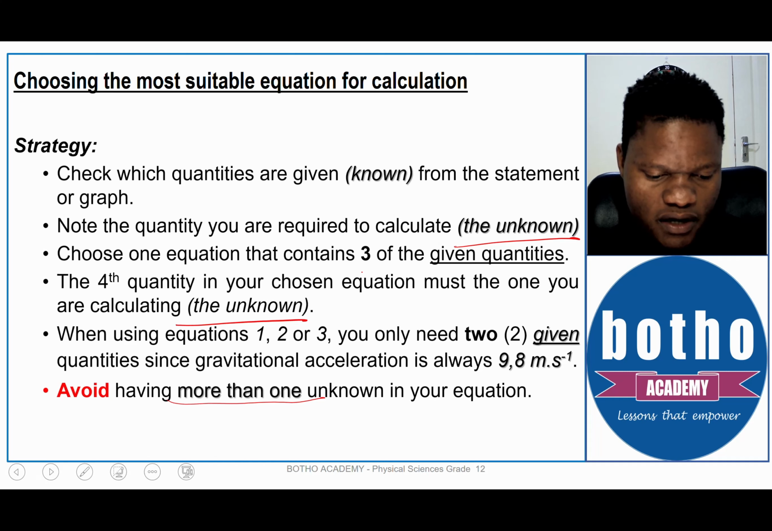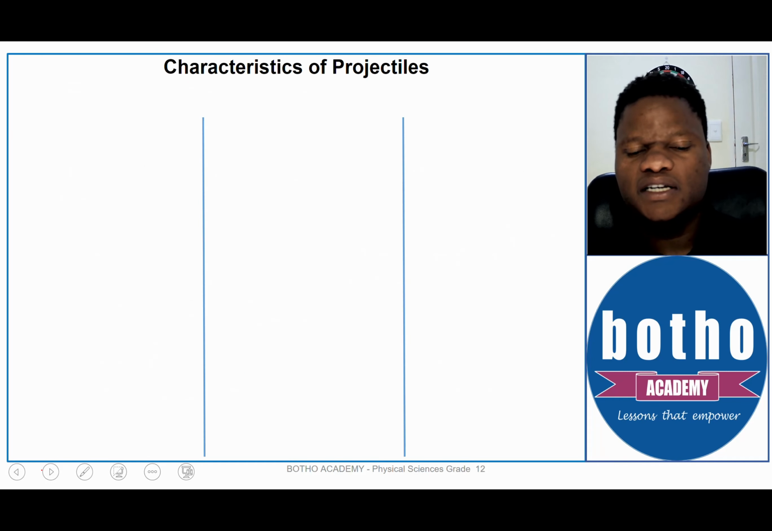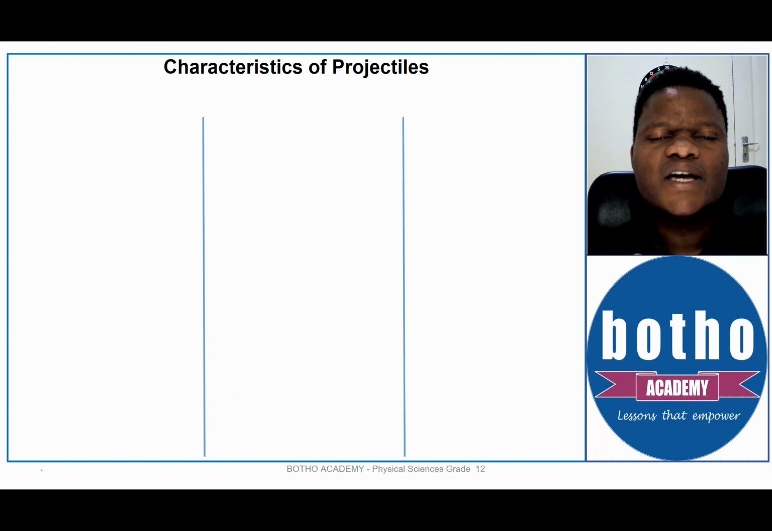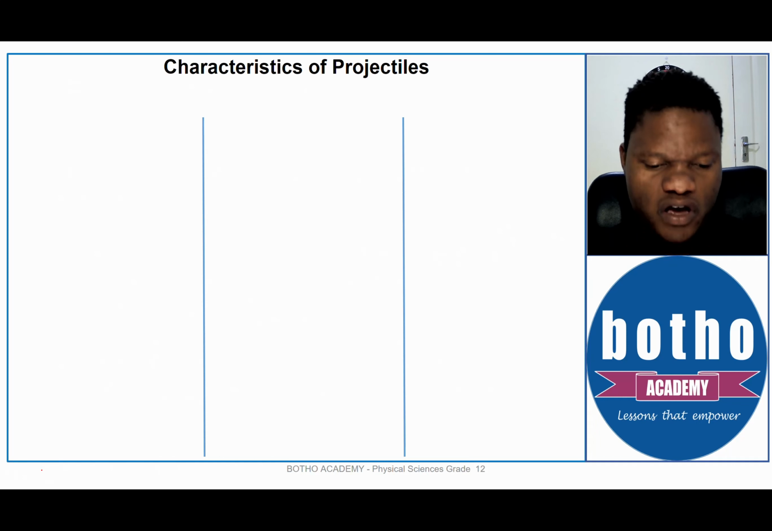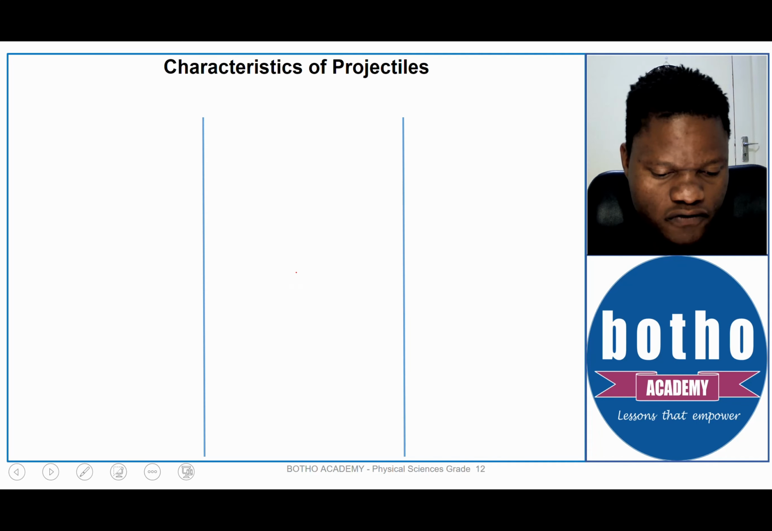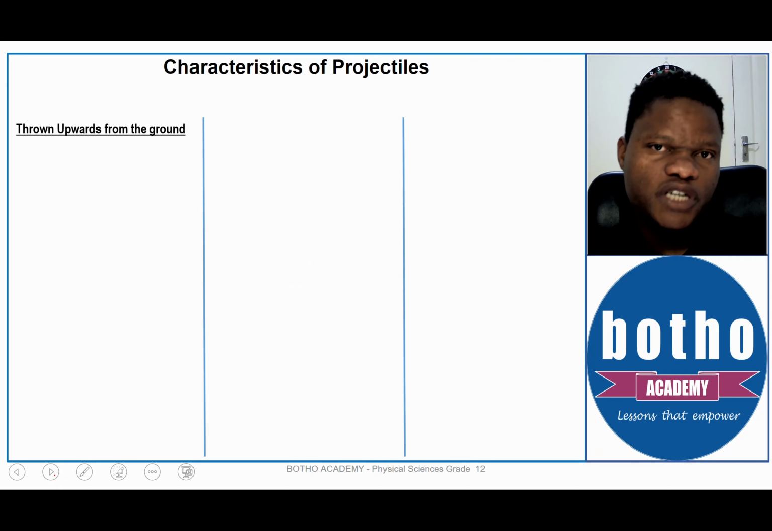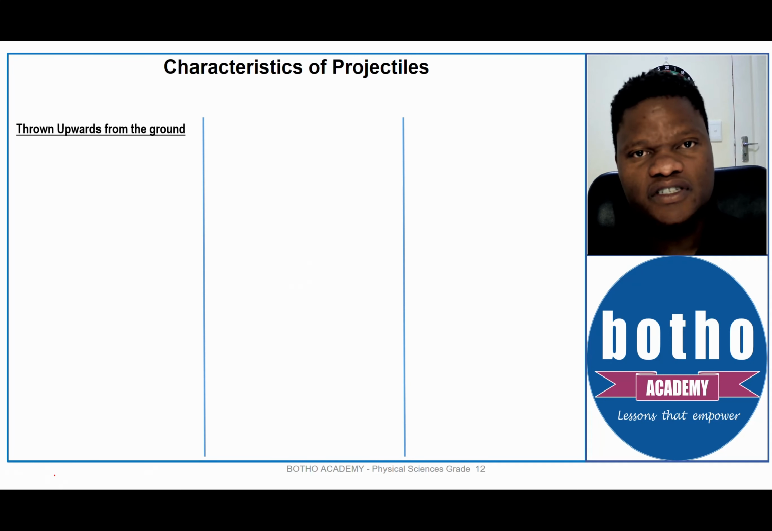All right. Now, let's move to the characteristics of a projectile. Remember, this is a topic that is centered around an object which is moving under the influence of only one force, which is the force of gravity, and that is what we call a projectile. So now you need to understand the properties and the characteristics of a projectile. What happens to an object that is moving under this kind of motion, which is referred to as free fall.